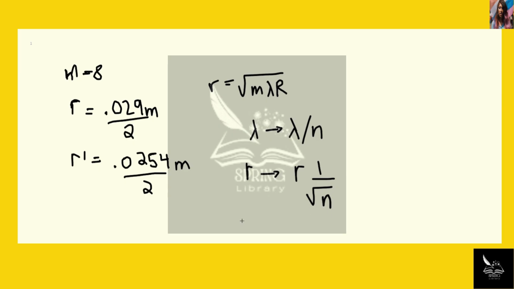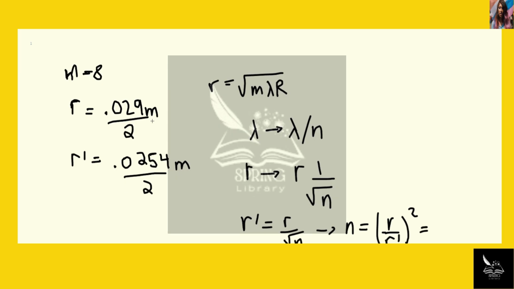And so we can say then that R prime equals R divided by the square root of n, just because of the square root, and it's in the denominator because we're doing lambda divided by n. So now we can solve for n. We can say that, just algebraically, n equals R over R prime, squared.